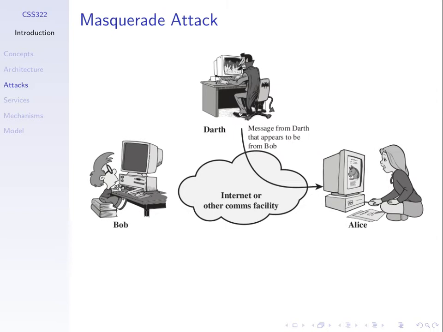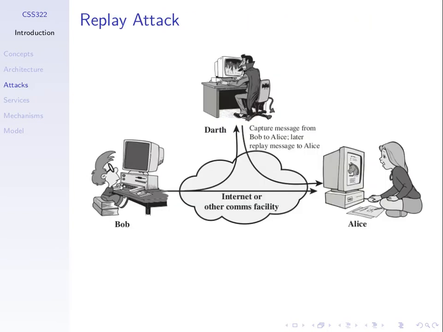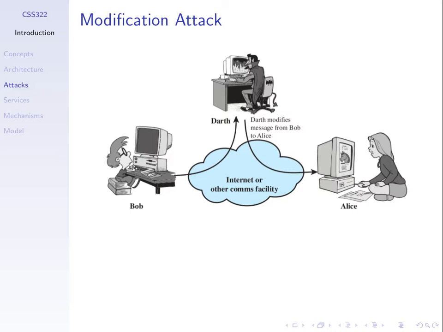So pretend to be someone else, masquerade attack. Replay messages, modify messages. They're the three main, and these are all active attacks, three main active attacks. Why are they active? Again, if the attack didn't take place, in this case, Bob sends a message, if there was no attack, Bob sends a message, Alice receives that exact message. If there is an attack, Bob sends a message, Alice receives a different message. Something has changed because of the attack. We say the system resources have changed. Therefore, we classify it as active.